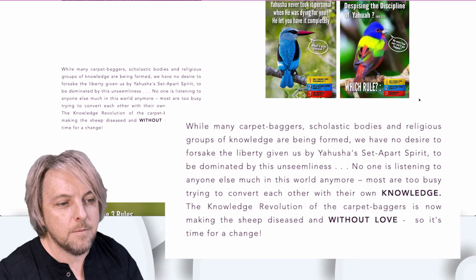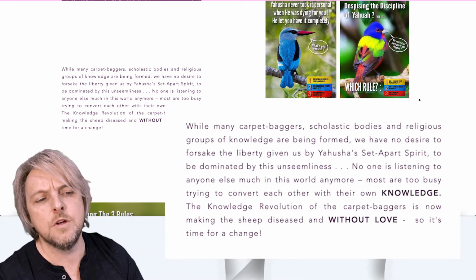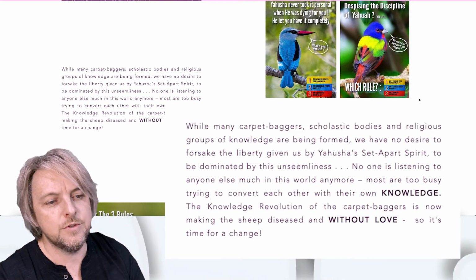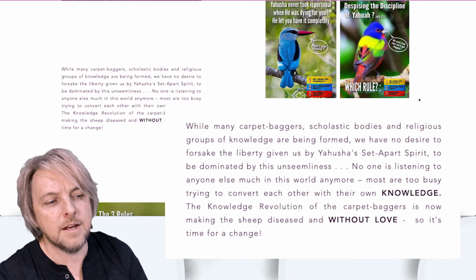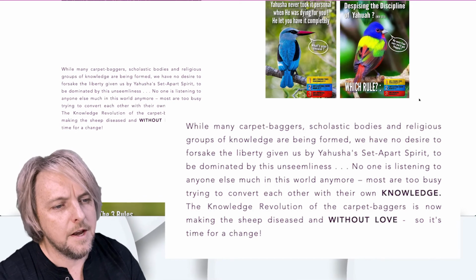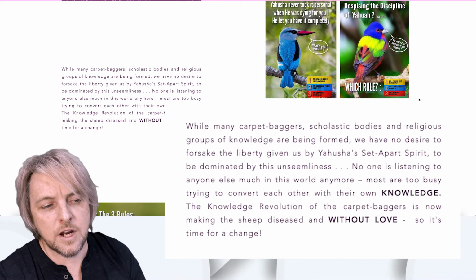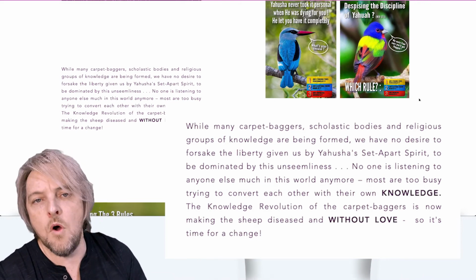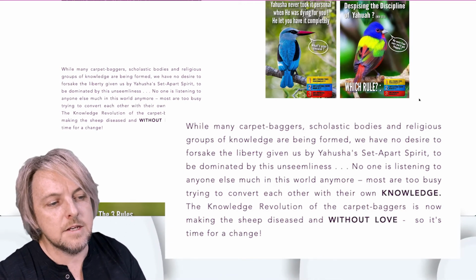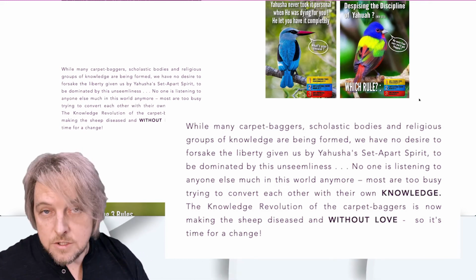While many carpetbaggers, scholastic bodies and religious groups of knowledge are being formed, we have no desire to forsake the liberty given us by Yahusha's set-apart spirit, to be dominated by this unseemliness. No one is listening to anyone else much in this world anymore. Most are too busy trying to convert each other with their own knowledge. The knowledge revolution of the carpetbaggers is now making the sheep diseased and without love. So it's time for a change.